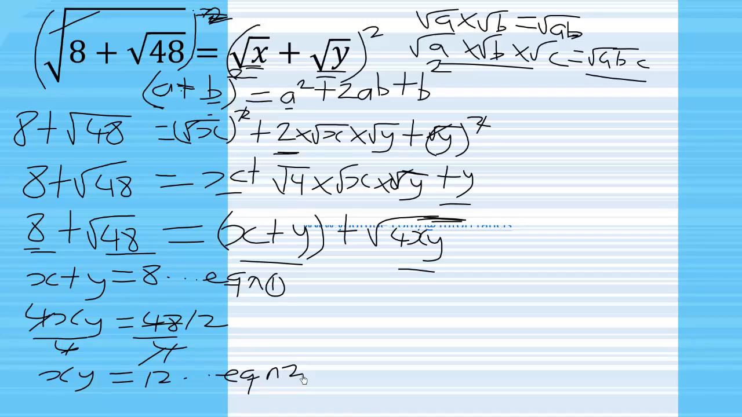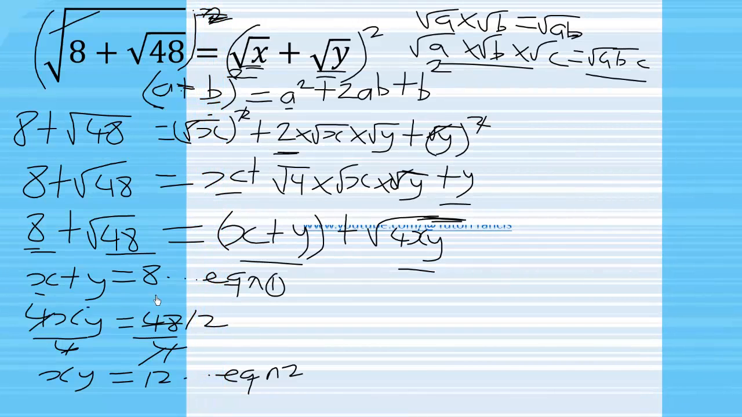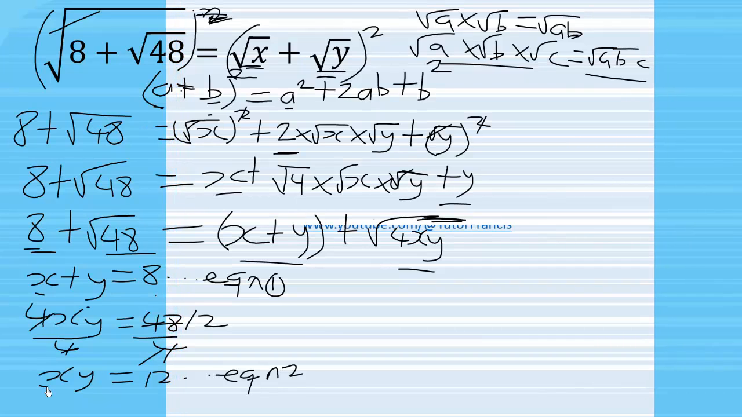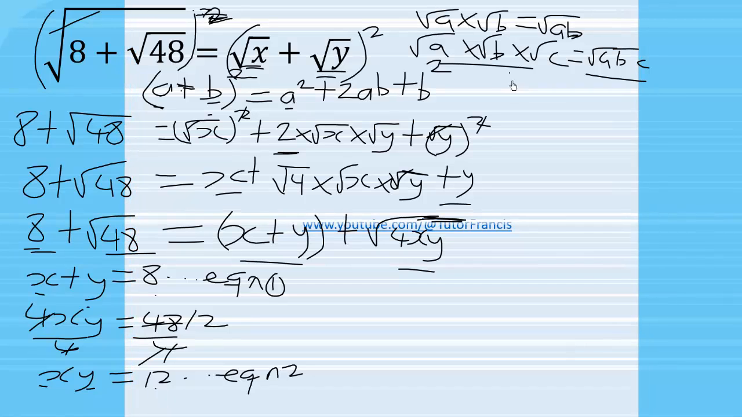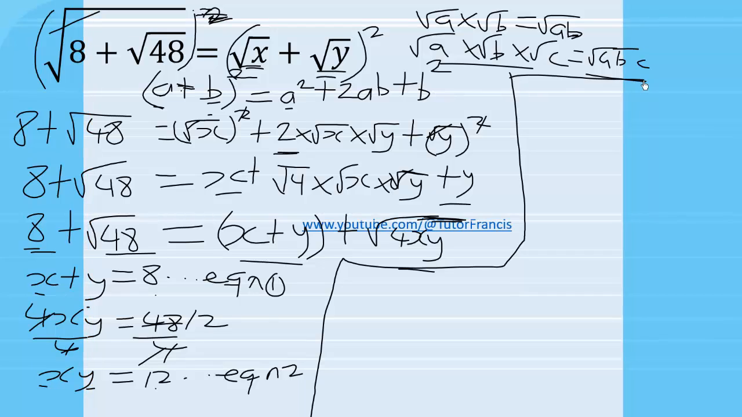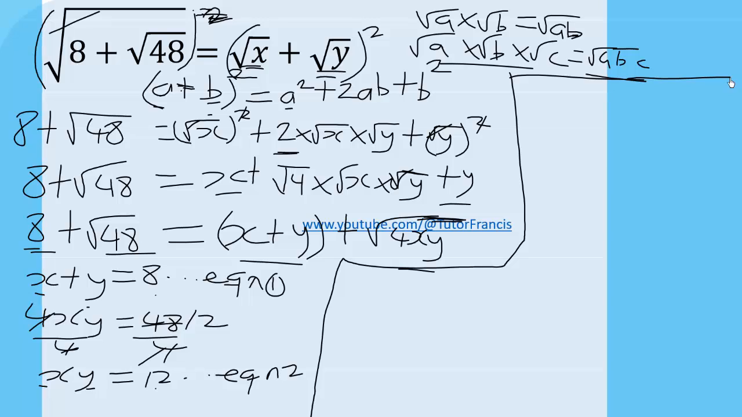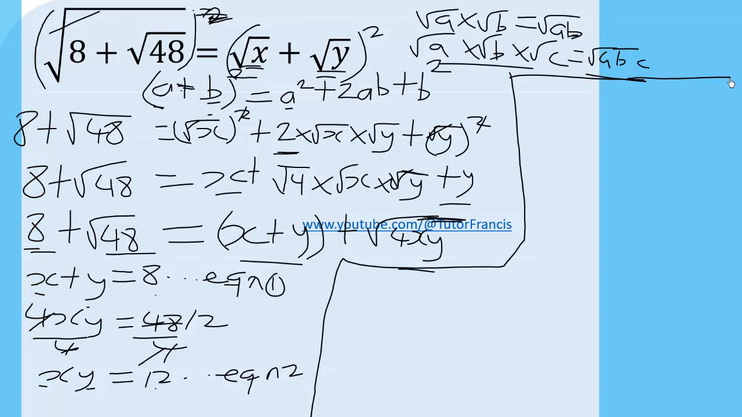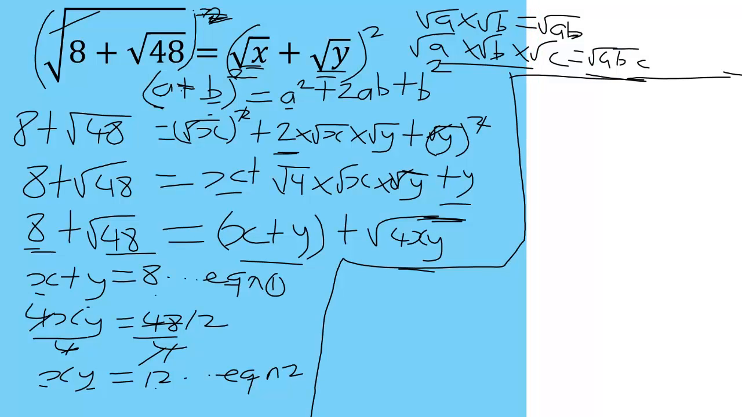By inspection, we have two numbers that when you add, you get 8. And when you multiply, then you get 12. By inspection, we can see that the numbers must be 2 and 6. But how do we show that the numbers are actually 2 and 6? We have to solve the equations simultaneously.